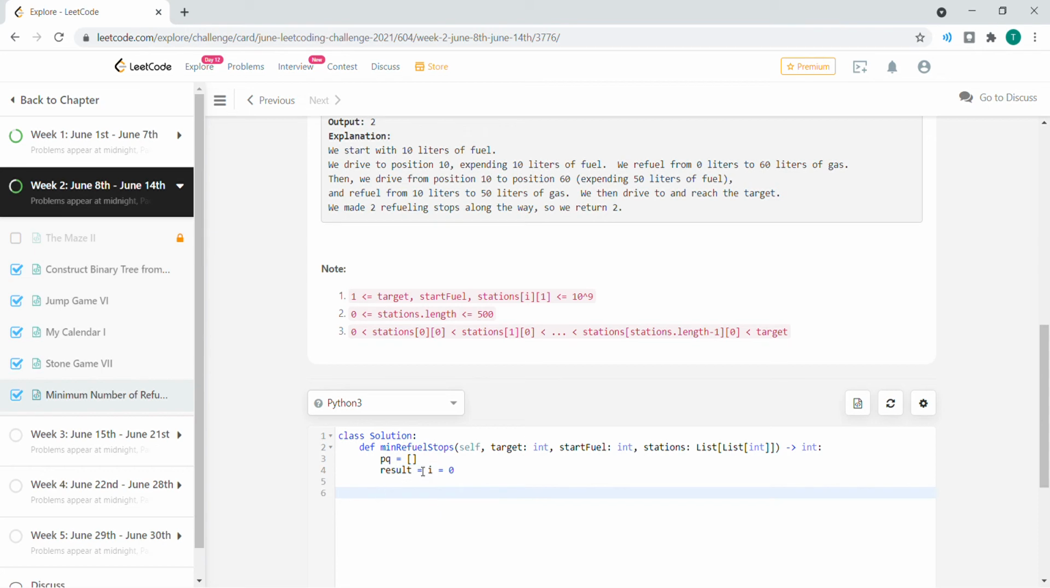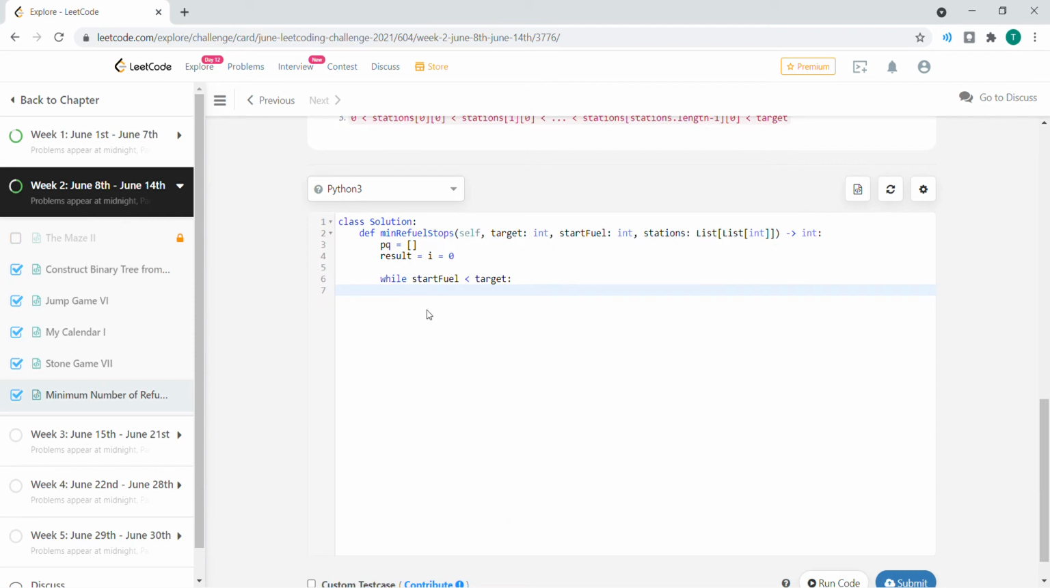So when do we need to refuel? We want to refuel while starting fuel is less than our target, because we only need to refuel when our starting fuel is less than our target destination, since we don't have enough gas. So we enter this while loop where we need to refuel.